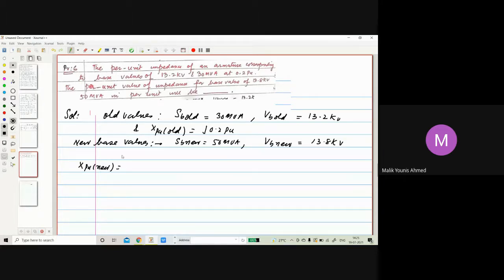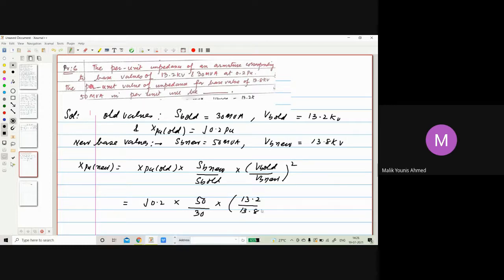XPU new is equal to, what is the formula? We write the formula first. XPU old multiplied by S base new divided by S base old multiplied by V base old divided by V base new, whole square. So XPU old is given here, that is J0.2. S base new is 50, S base old is 30, V base old is 13.2, V base new is 13.8, whole square.